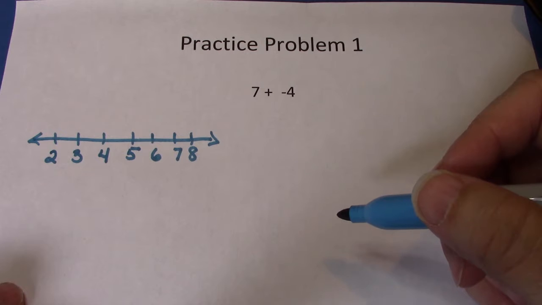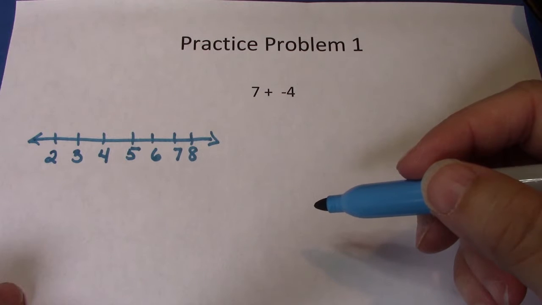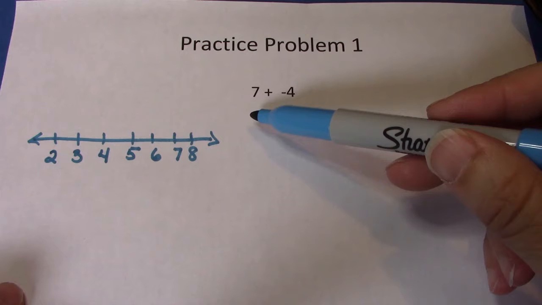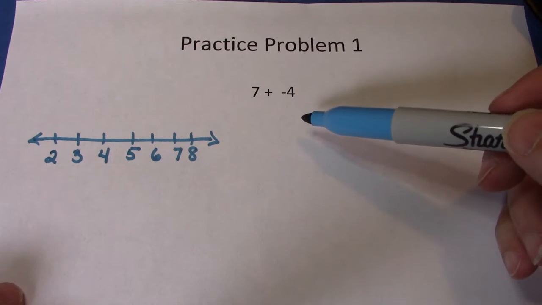Welcome back to math. These are the practice problems for section 5 on positive and negative numbers. The first problem is addition with a positive number and a negative number, 7 plus negative 4.